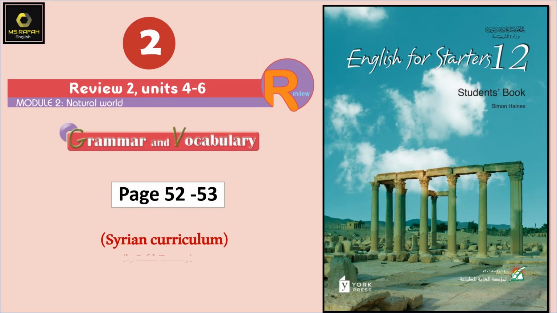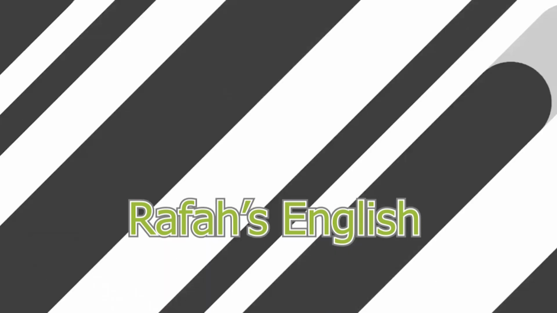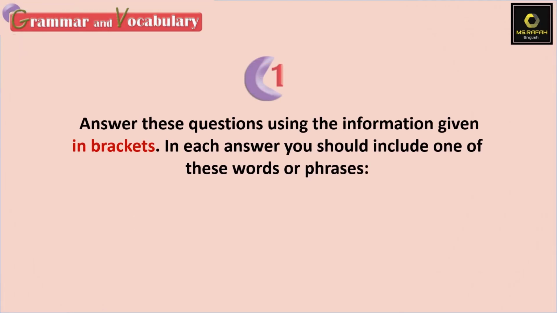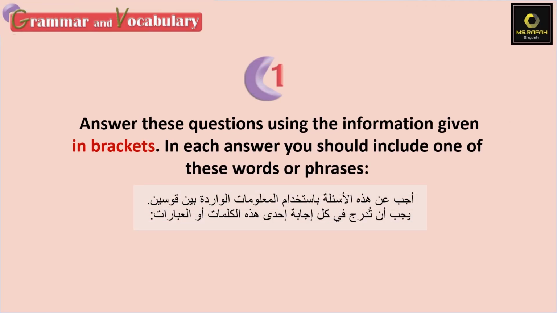We have reached review 2 of the units 4, 5 and 6. So open your student book on page 52 and let's practice together. Question 1. Answer these questions using the information given in brackets. In each answer, you should include one of these words or phrases.